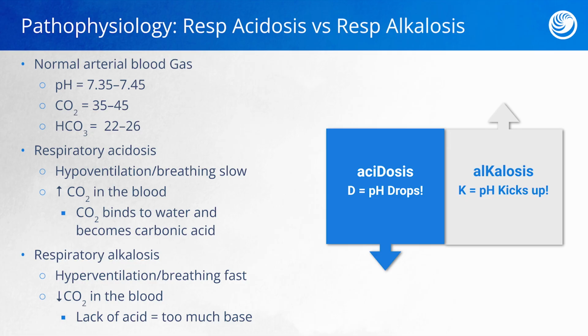Now, if you can't remember which way the pH goes, just look at my image on the right. Acidosis, look at that D, drops down. Versus alkalosis, that pH kicks up.